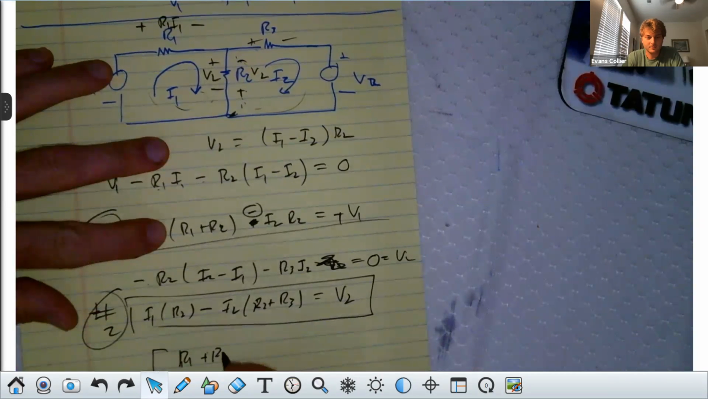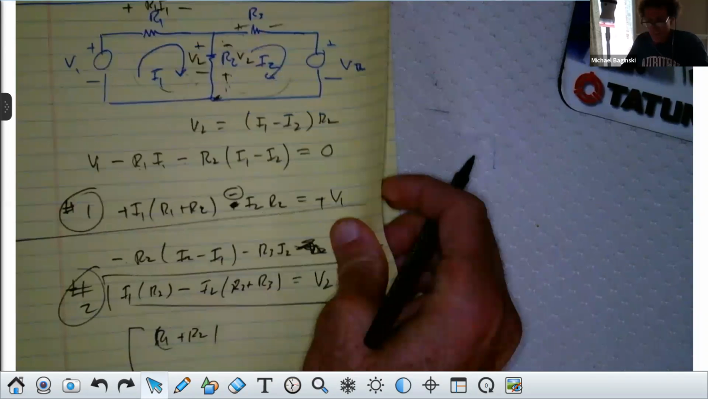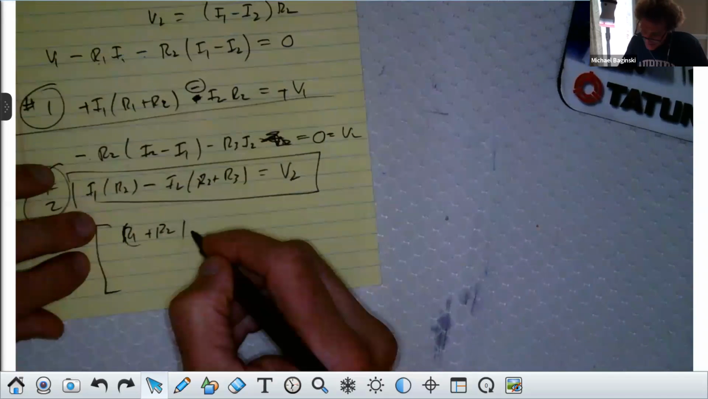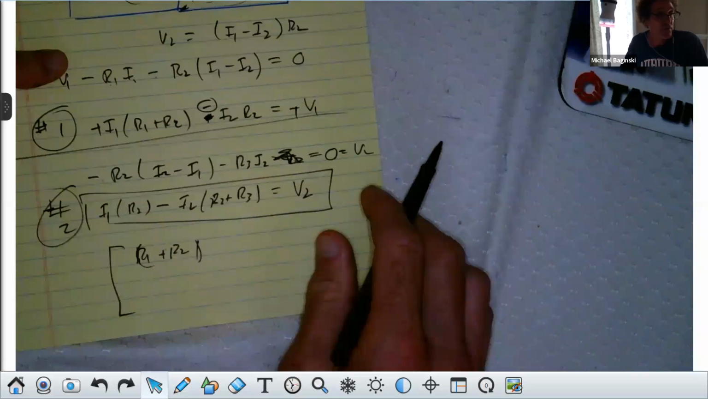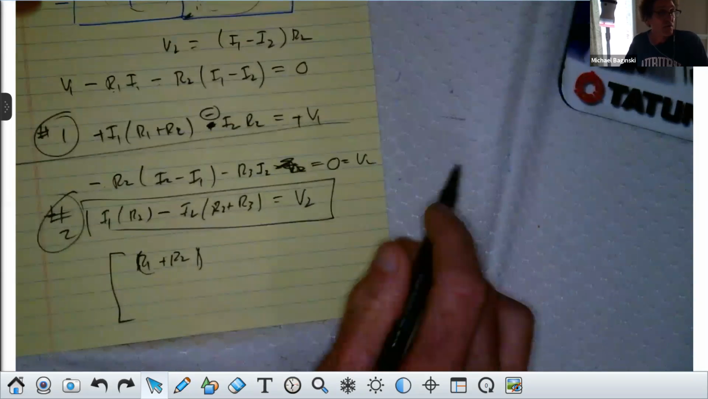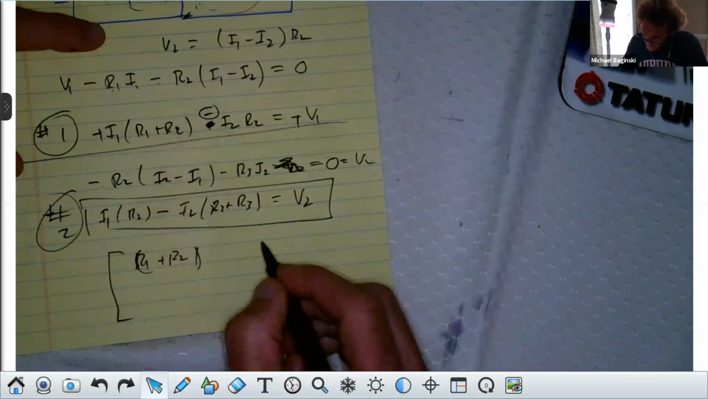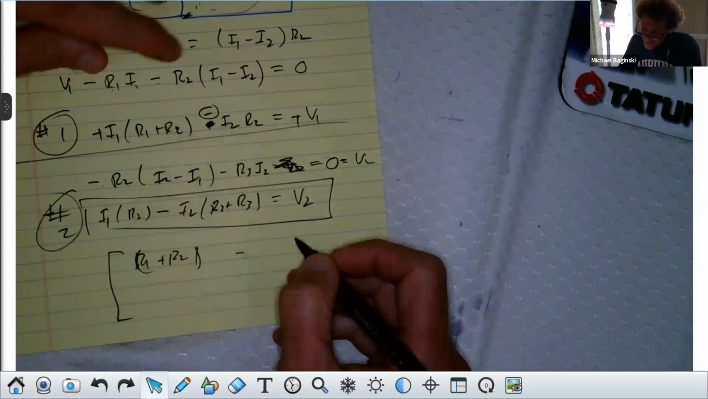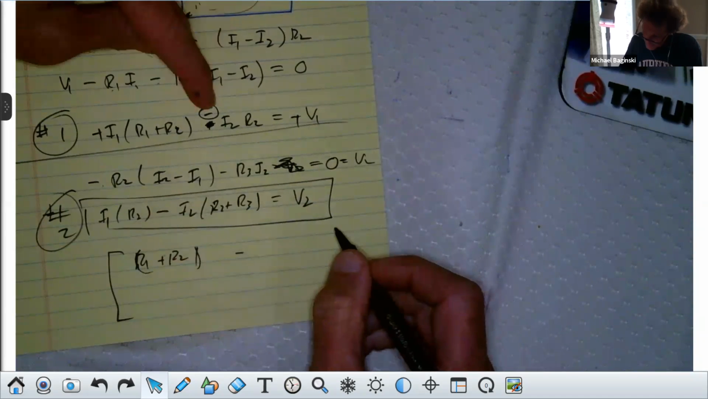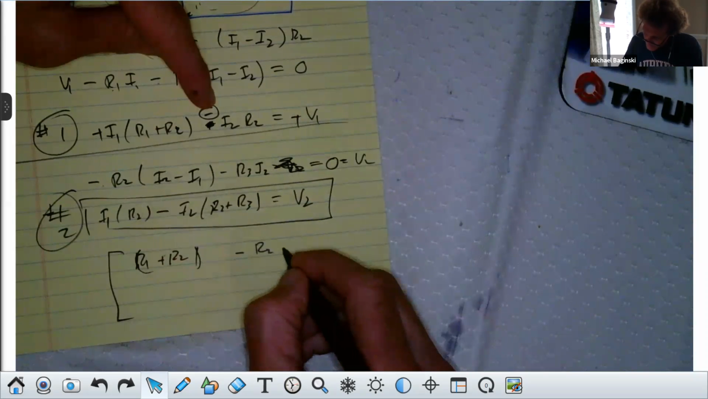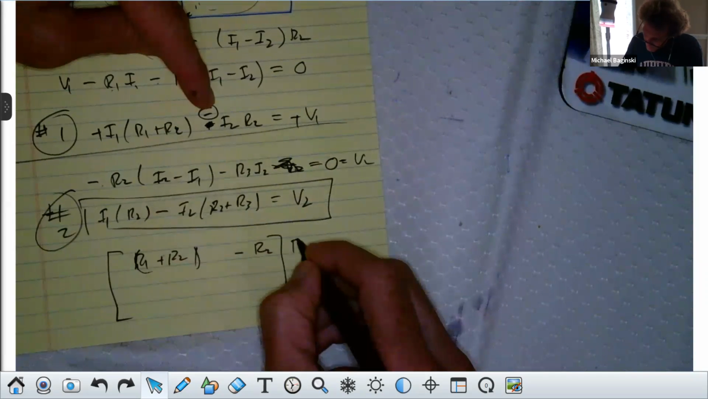Do you mind moving the paper a little bit? Yep, I get it. R1, R2 right there. And I have to read from above, right? R1, R2 right here. Then I have minus R2, right there. Then you put a column vector sign, then I1, I2.